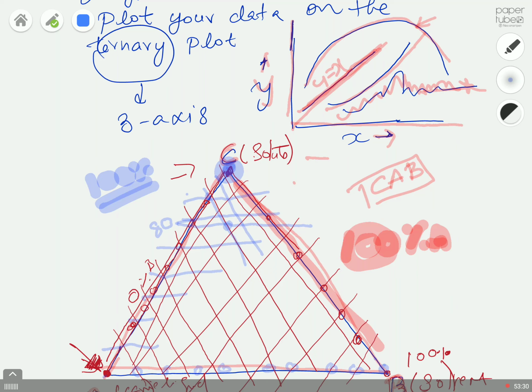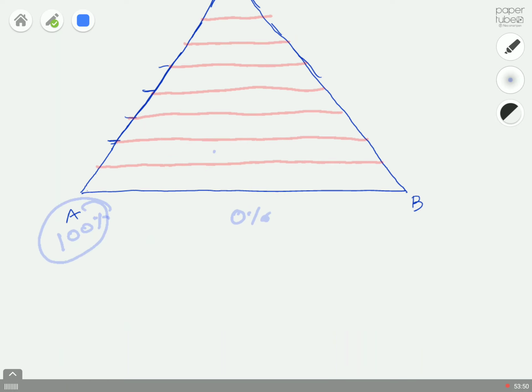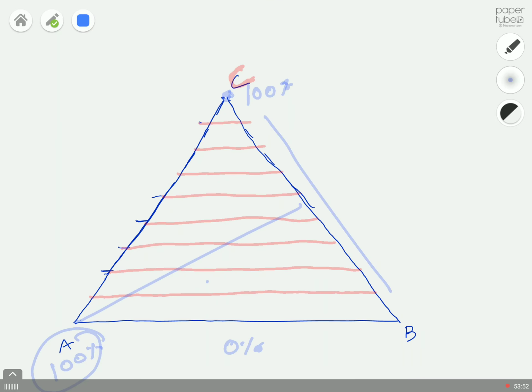So the easiest way to remember, let's go to the next page, I try to draw this diagram, it's very difficult for me. So always look at the other side of the triangle. This is 100%, the other side of the triangle will be 0%. So this is 100% A, so the other side, this line will be 0% A. This is 100% B, so the other side, this line will be 0% B.